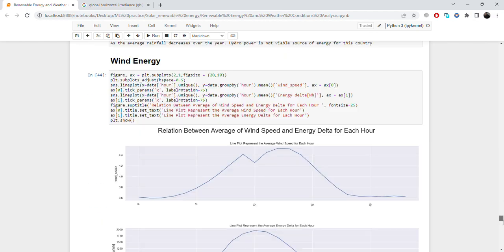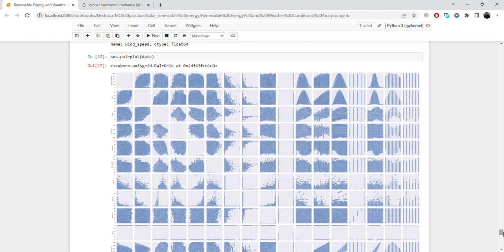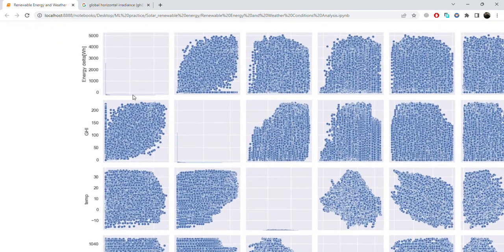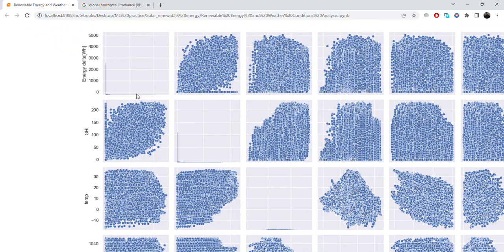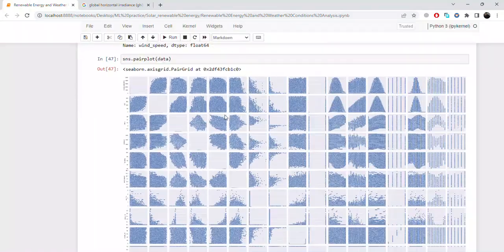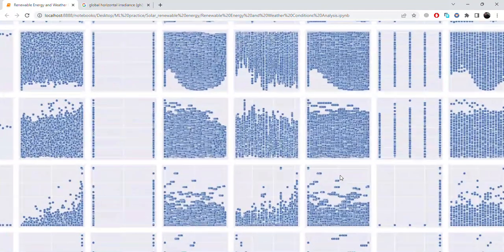Okay, now we will see our pair plot here. Like I said, there are multiple columns, so the plot is not visible. If you just go and zoom here you can see the same thing: the energy delta, we have GHI. The same thing we have already discussed. Now you can zoom wherever you want.